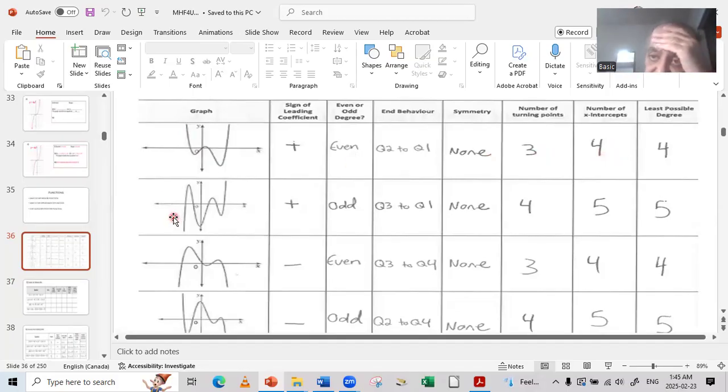How about here? The degree and the number of intercepts are equal to each other. They are equal either in the even case, like here, or in the odd. The number of intercepts and the degree are the same. But the turning points are less by one.